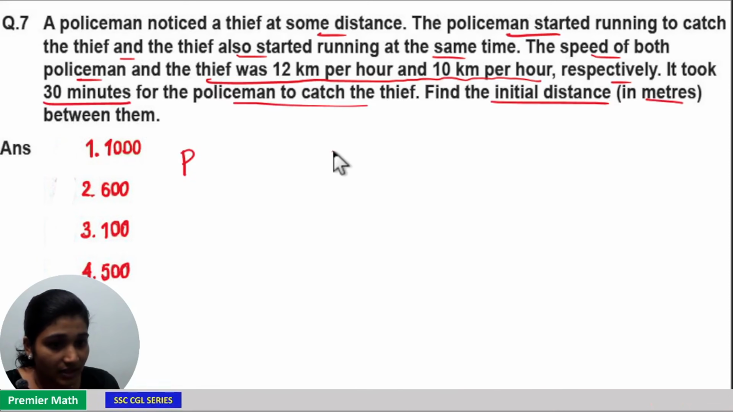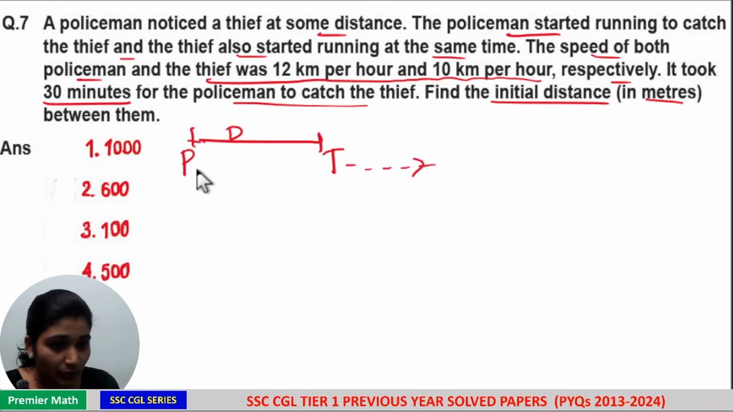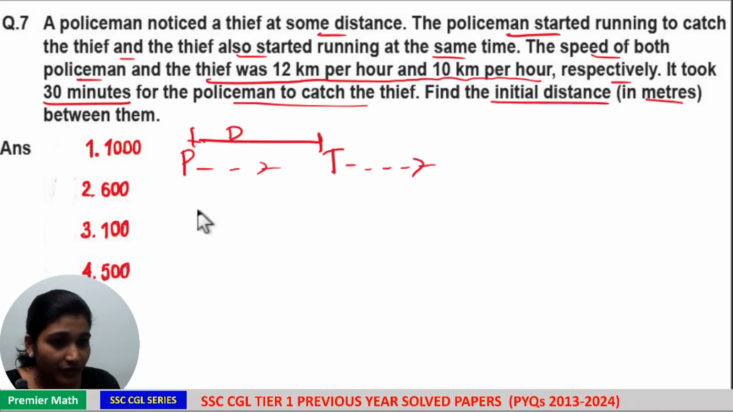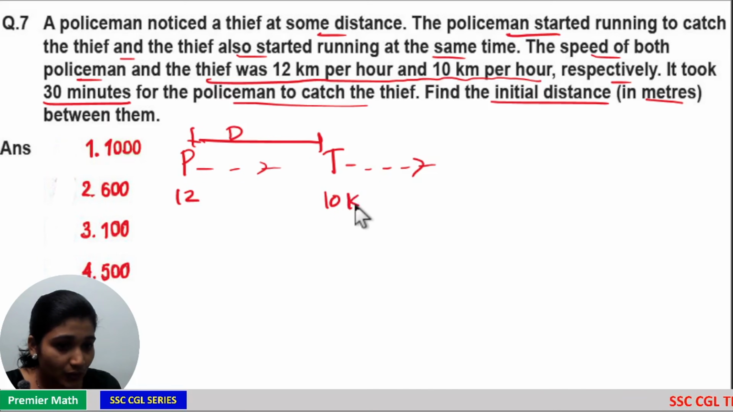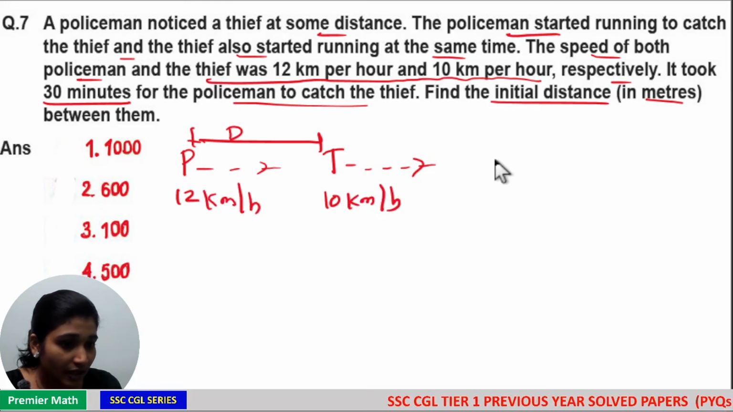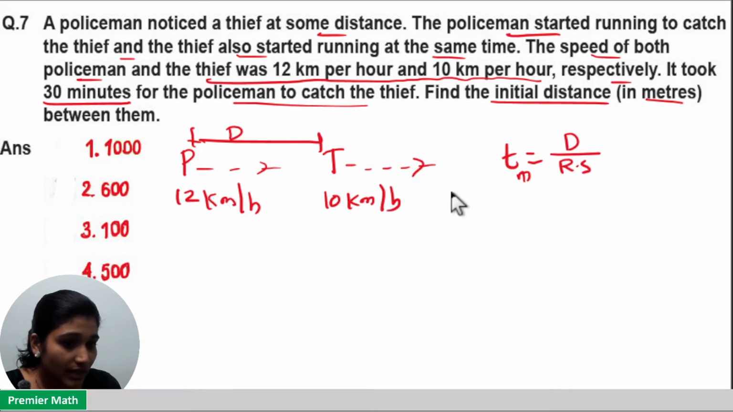Here initially distance between policeman and thief, take it as d. Now when the thief saw this police, he started running and the policeman started chasing, with a speed of 12 km per hour for police and 10 km per hour for thief. Now time of meet. Time of meet is equal to distance between them divided by relative speed. Both are running in the same direction means take the difference between speed.